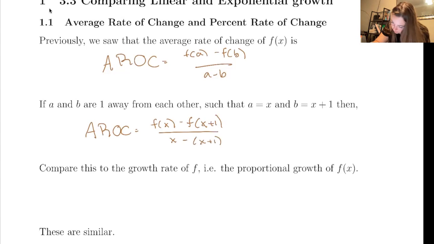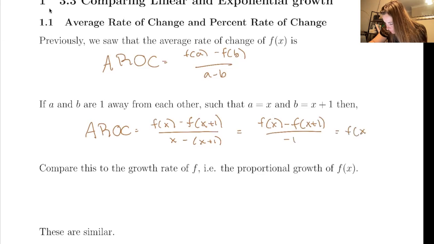x plus 1, which is going to equal f(x) minus f(x plus 1) over, this is going to be x minus x plus 1, so minus 1. So we can really just say f(x plus 1) minus f(x). So that would be our average rate of change in a function where a and b are 1 unit apart. All right.